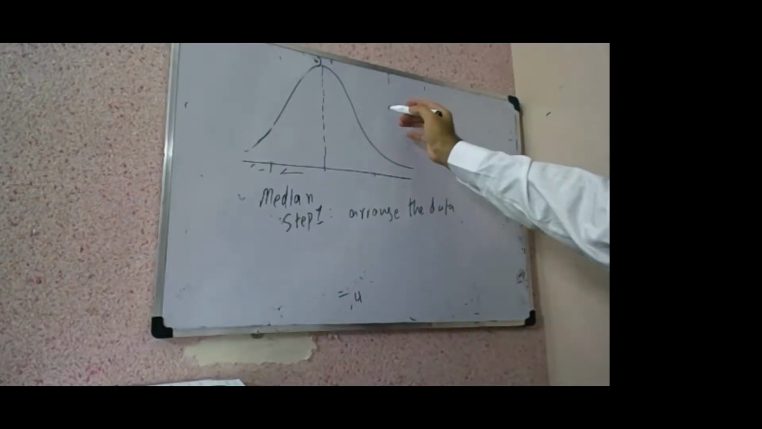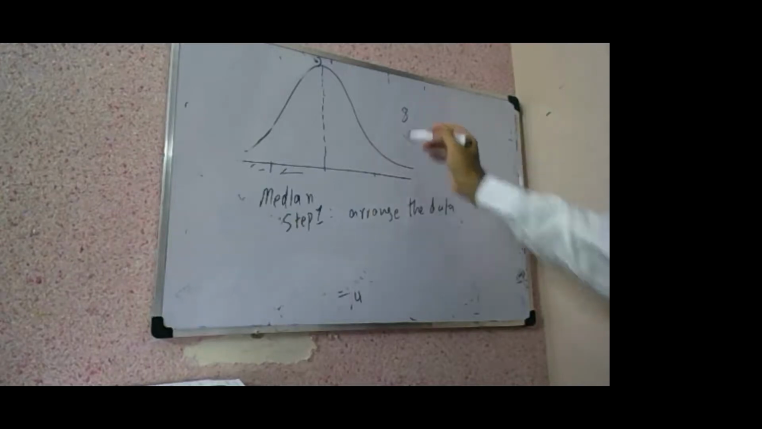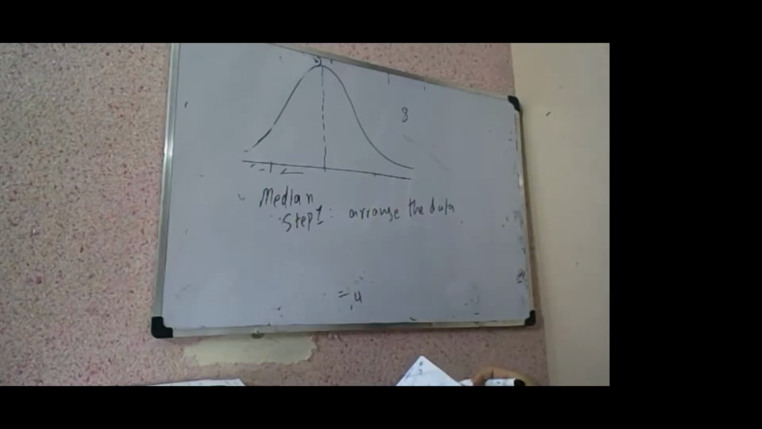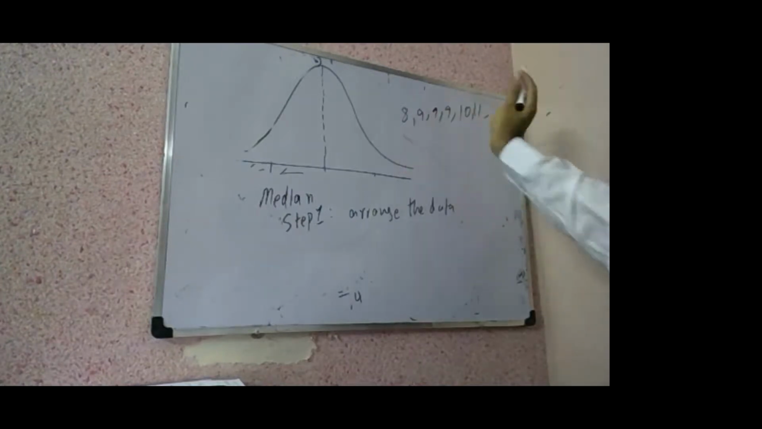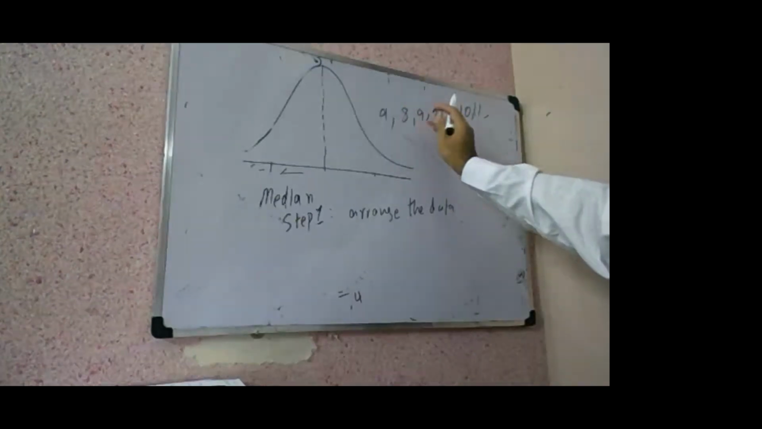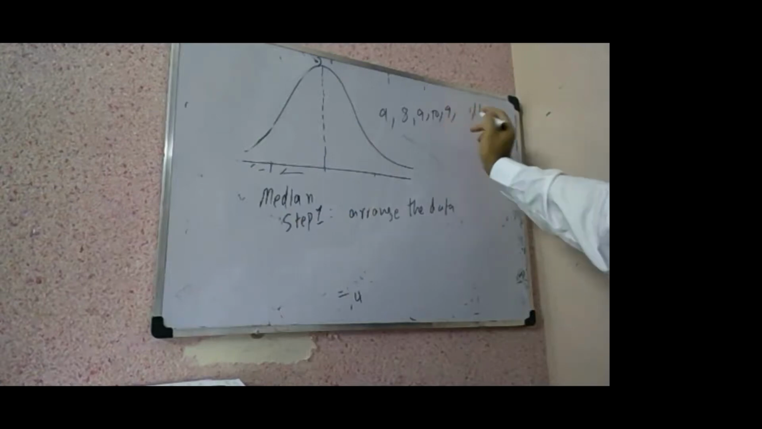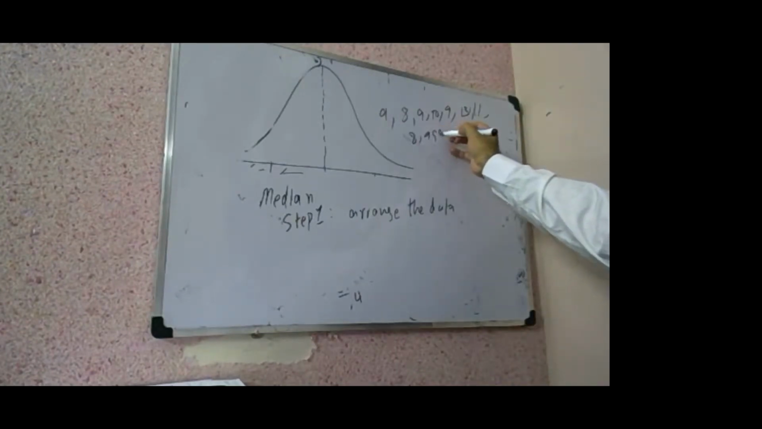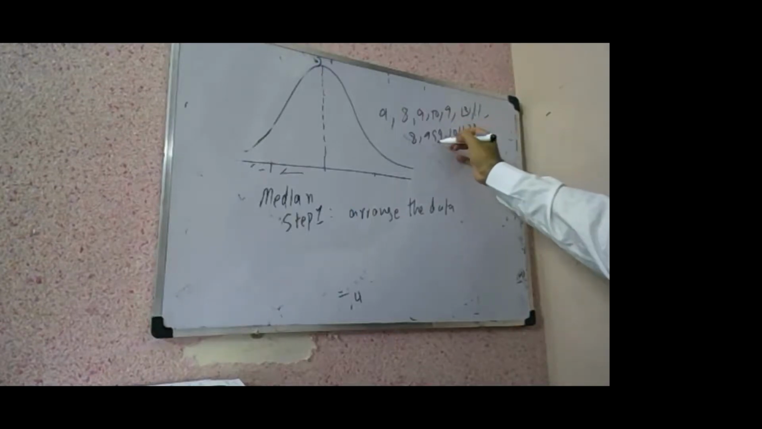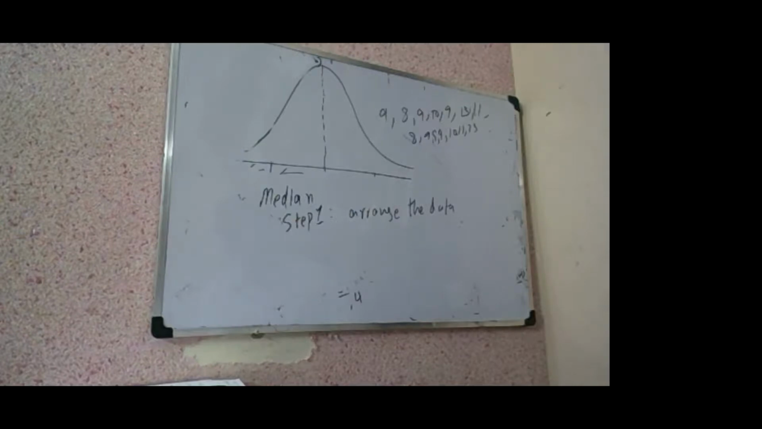If I have different data, like 8, 9, 9, 9, 10, 11, for example, and it's random, right? 9 is here, 8 is here, 10 is here, 11 is here, and 13 is here. Just any random numbers. So we can arrange the data accordingly. It will give us 8, 9, 9, 9, 10, 11, 13. So this is the ranked form. So what will be the median? This is the first step, arrange the data.